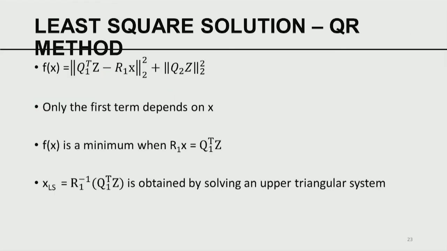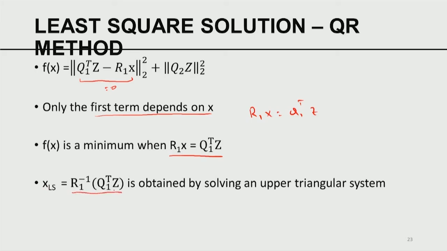This is again a summary of what I already talked about. The first term depends on X. The second term does not. And the first term is the minimum when? When does this get to be a minimum? This is when the first term is 0. When will the first term be 0? I will have R1 of X equal to Q1 transpose Z. Therefore, the least square solution is obtained by solving R1 X is equal to Q1 transpose Z. Our least square solution is R1 inverse Q1 transpose Z, obtained by solving an upper triangular system.